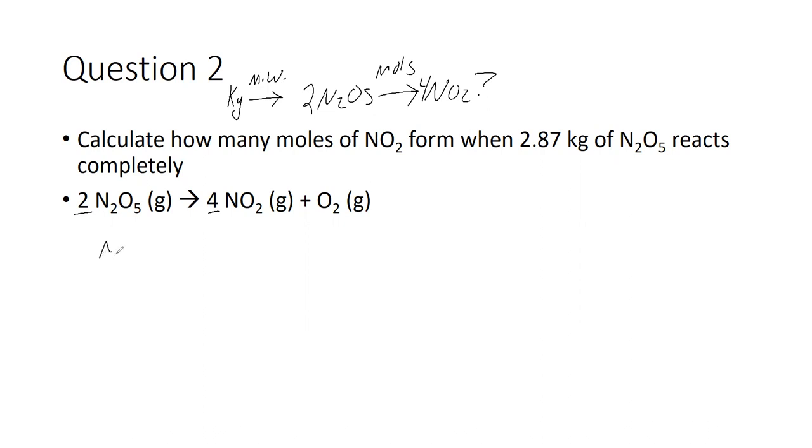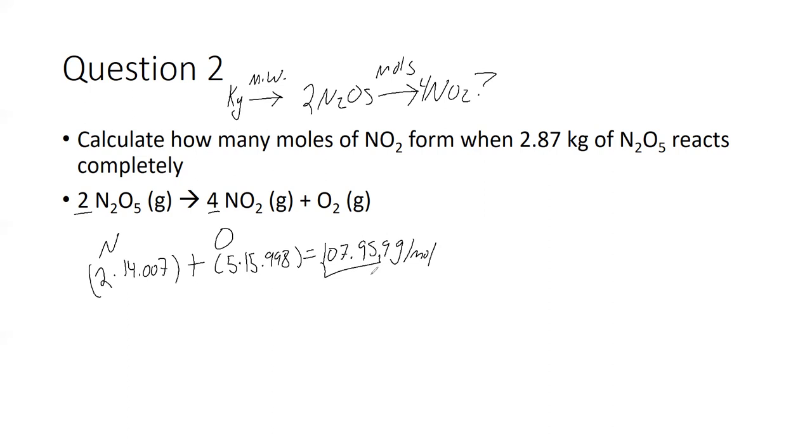So there's two nitrogens. So two times the weight of nitrogen, which is 14.007. Again, depending on what periodic table you look at, your numbers will be slightly different than mine. Plus, now we have to do oxygen. We have five oxygens multiplied by the weight of oxygen, 15.998. So the weight of N2O5 is 107.959 grams per mole. If I was doing sig figs, it should be 1, 2, 3, 4, 5. So I would say 107.96.